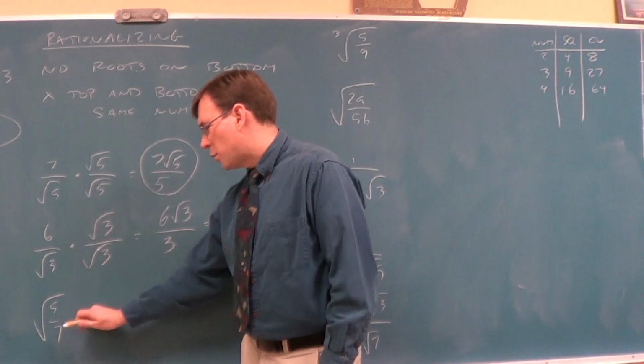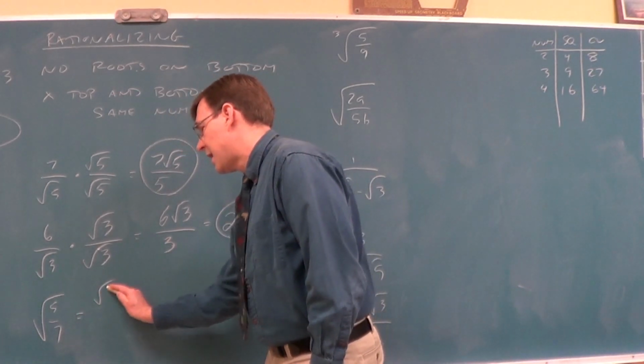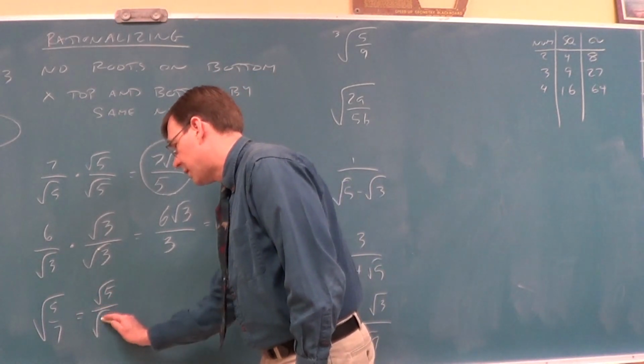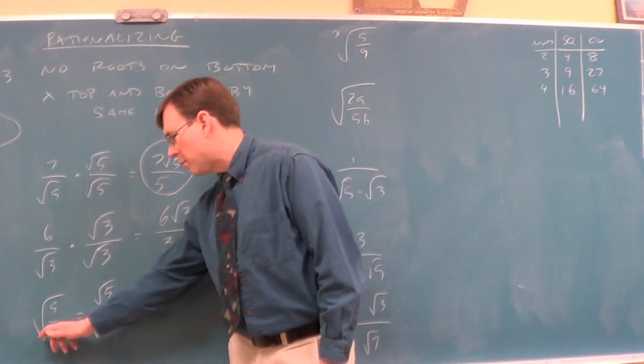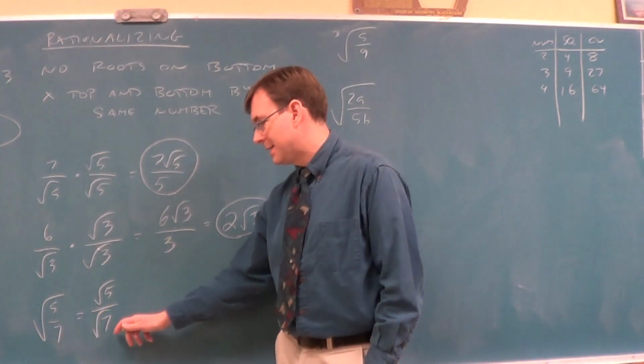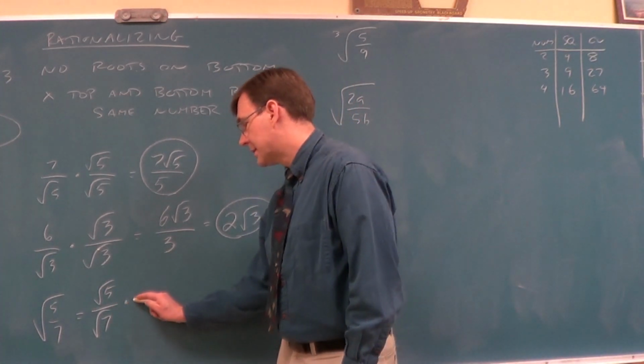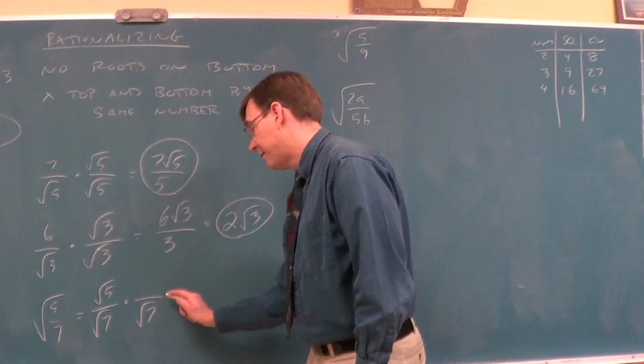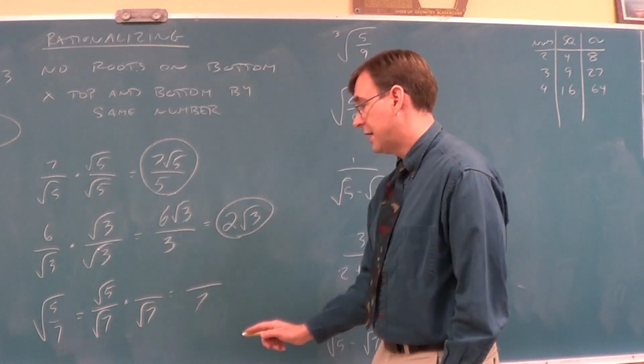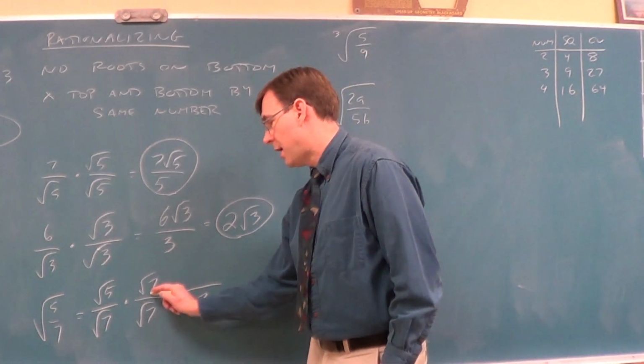When the question is written this way, remember, that means the same as a root 5 on top and a root 7 on the bottom. When they write this, it means this. There is a root on the bottom, and we're not going to do that anymore. So to fix that, multiply the bottom by root 7, so the bottom is a normal 7. Multiply the top by root 7.